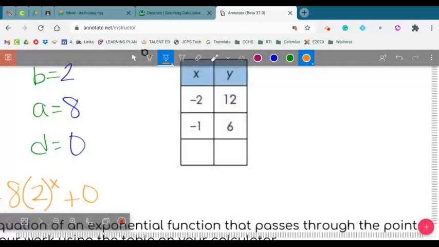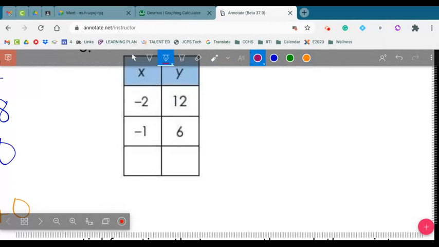Okay, next one. We need to find our common ratio first. From 12 to 6, I'm multiplying by 1/2. So from 6 to the next number, I have to multiply by 1/2. So what's half of 6? That would be 3. So that means my y-intercept is 3.